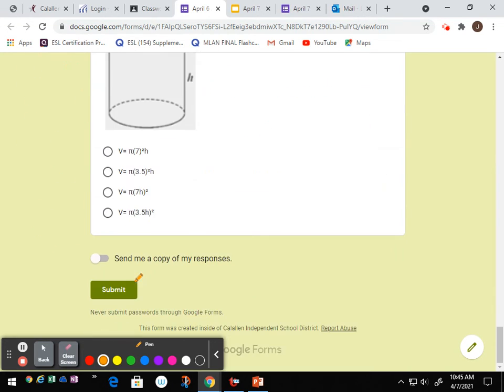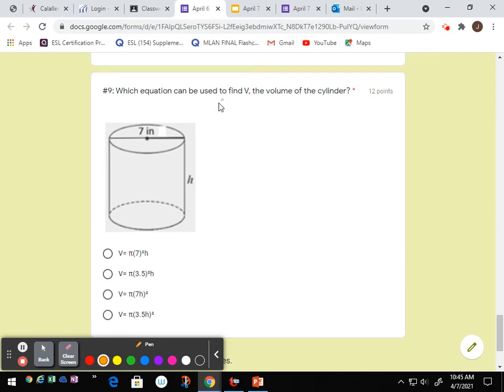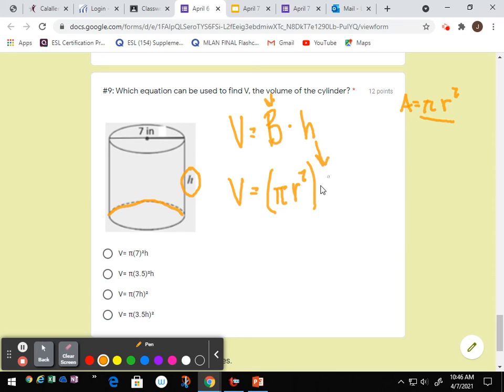The last question we're going to do is question number 9. Number 9 says, which equation can be used to find V, the volume of the cylinder? It does not give us H, and all the answer choices are just the formula for the volume. So let's write the volume formula. For a cylinder, V is equal to big B times H. Now we're going to replace big B with the area formula of the base. The shape of the base is a circle, and the area formula for a circle is pi radius squared. So let's replace this for big B. Volume is equal to pi radius squared, and we drop down this height, so times height.